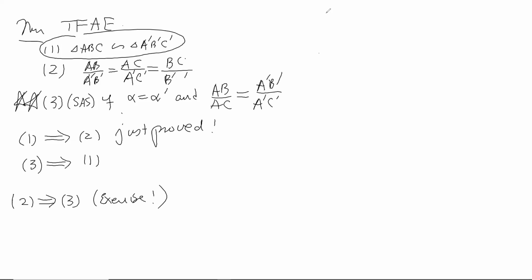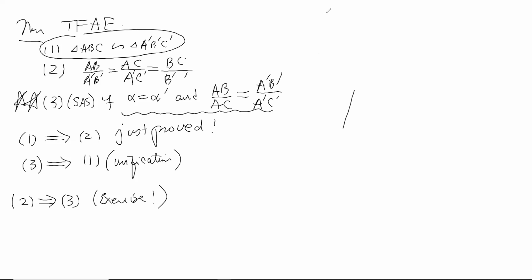We want to show that you need one angle to be equal, and you also need the two sides about this angle to have the same ratio, and then these two triangles are similar. So this is important. How do I prove 3 implies 1 then? This is an important method called the unification method. So what is the unification method?